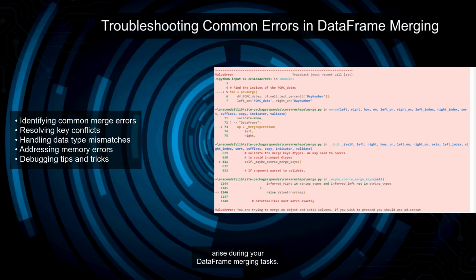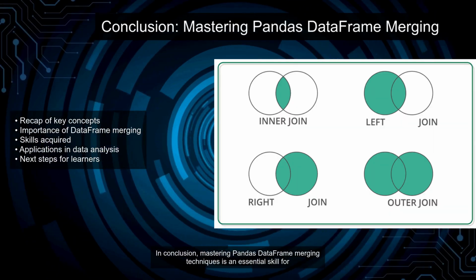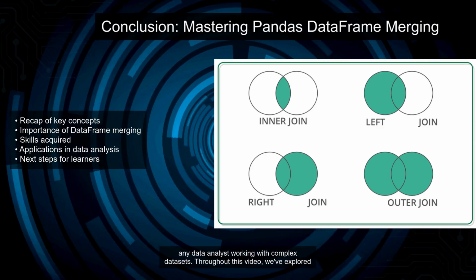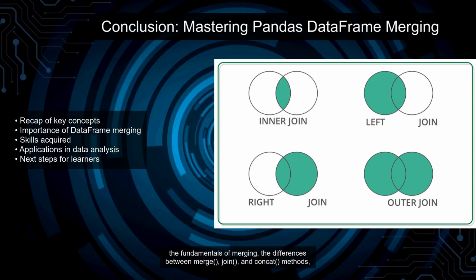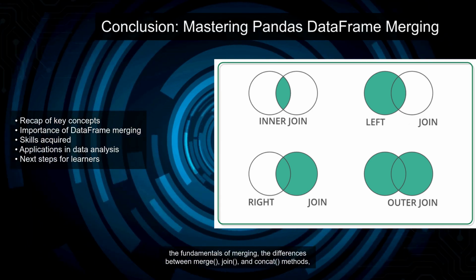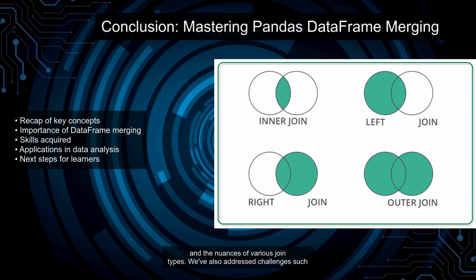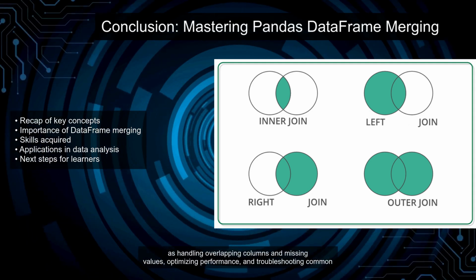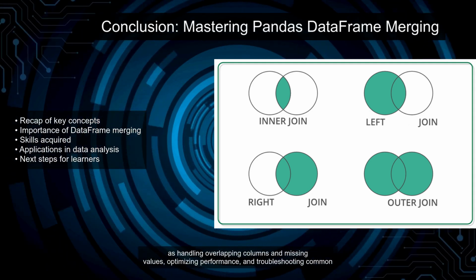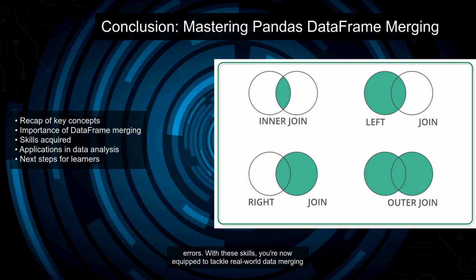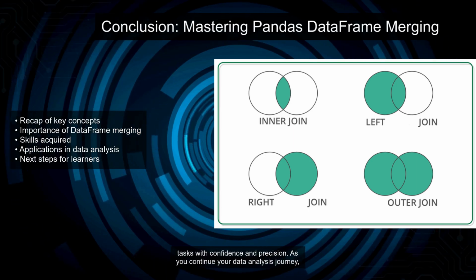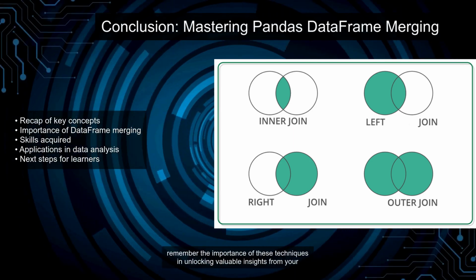In conclusion, mastering Pandas DataFrame Merging Techniques is an essential skill for any data analyst working with complex datasets. Throughout this video, we've explored the fundamentals of merging, the differences between merge, join, and concat methods, and the nuances of various join types. We've also addressed challenges such as handling overlapping columns and missing values, optimizing performance, and troubleshooting common errors. With these skills, you're now equipped to tackle real-world data merging tasks with confidence and precision.